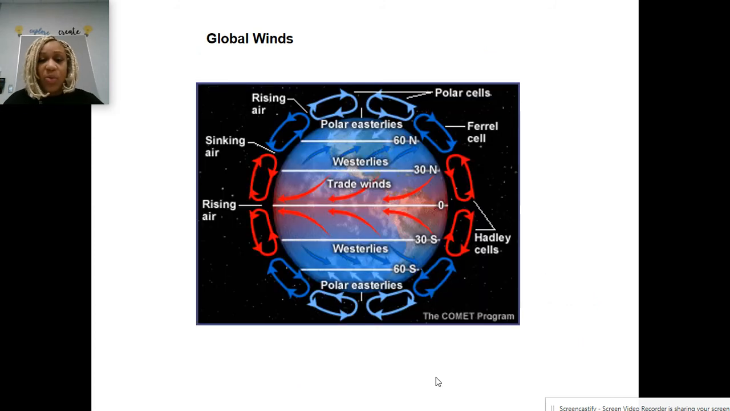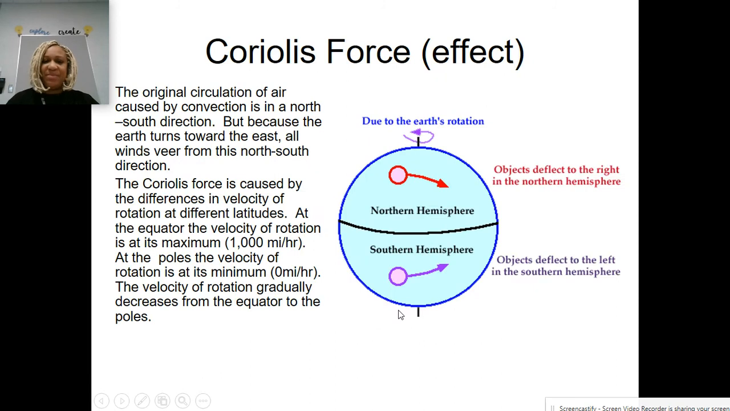So here are your global winds, talking about those different cells that you have, and pretty much talking about that Coriolis effect as well. These are your polar easterlies, your westerlies, your trade winds. And then, of course, you have all of these different cells all the way around. Notice the direction of the cells in the northern hemisphere: they are going in a counterclockwise direction. But notice in the southern hemisphere, they are going in a clockwise direction.